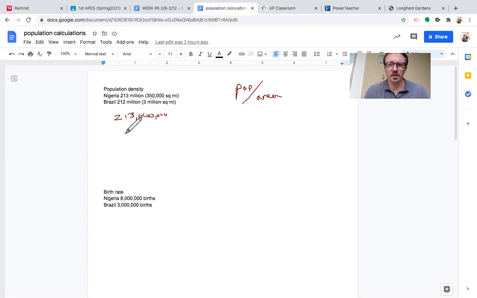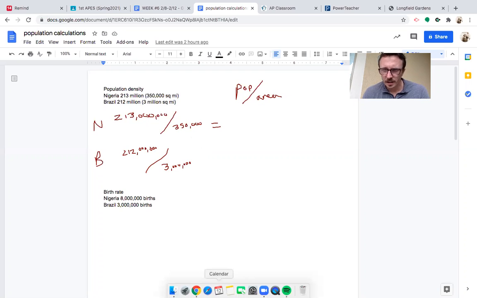So we got a population of 213 million and a land area of 350,000 square feet, okay? And I'll run that calculation here in just a second. So that's for Nigeria. And then for Brazil, we've got 212 million people. And we got 3 million square miles, right?